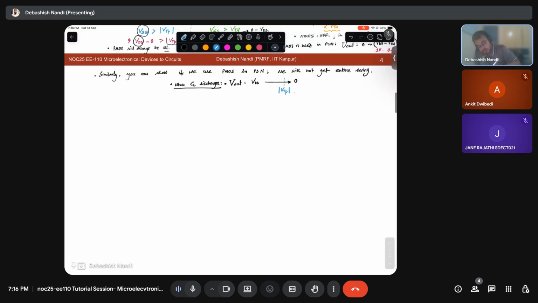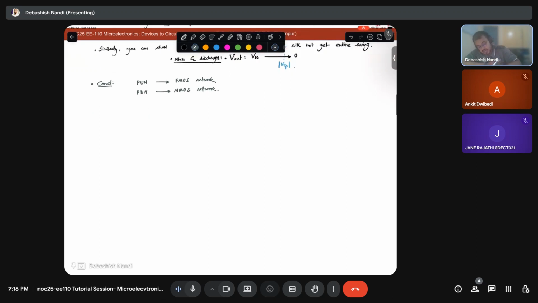So what is the conclusion? PUN comprising of PMOS network and PDN comprising of NMOS network. If that is true, then let us try to design some logic gates.